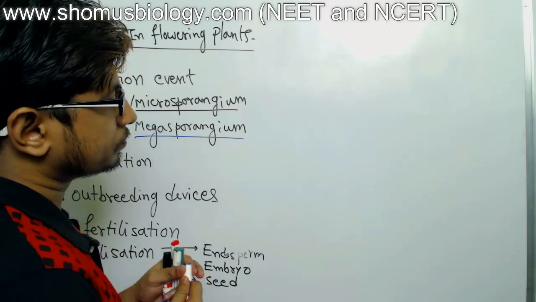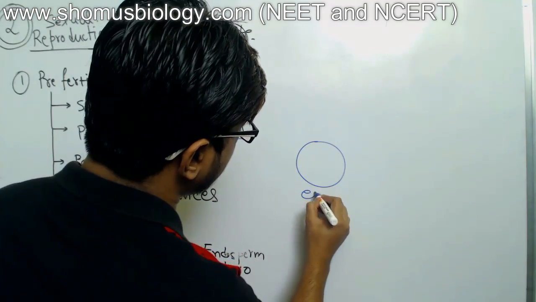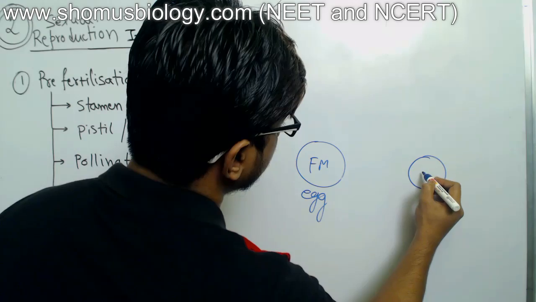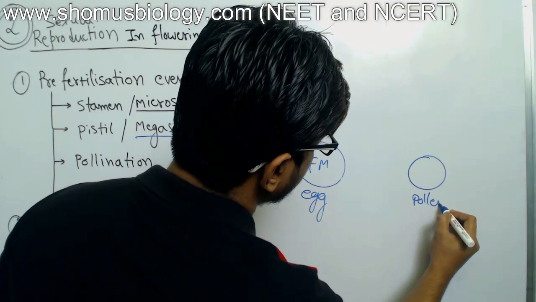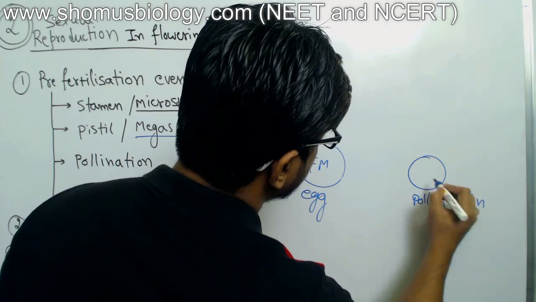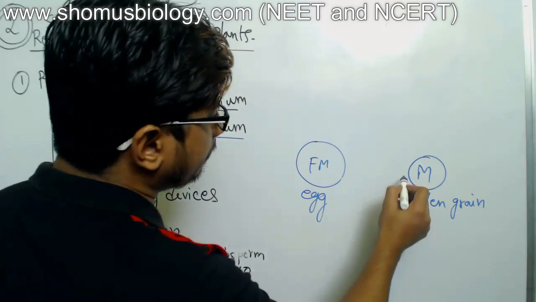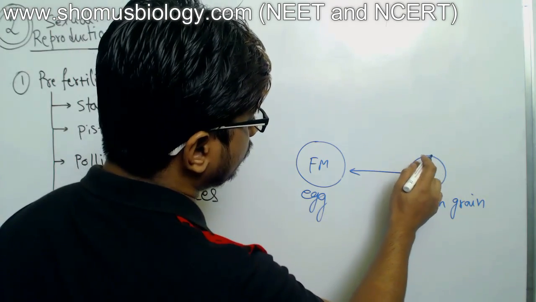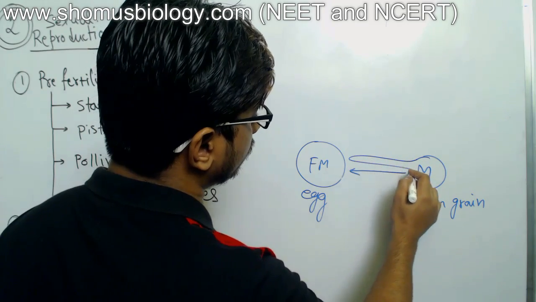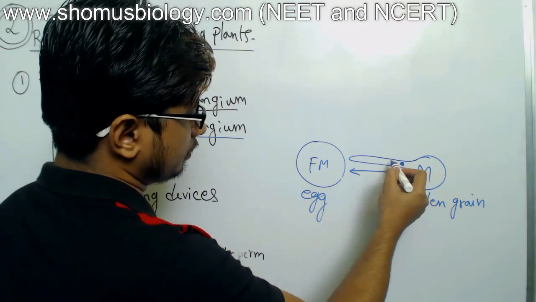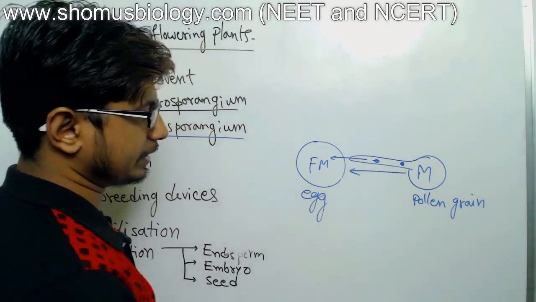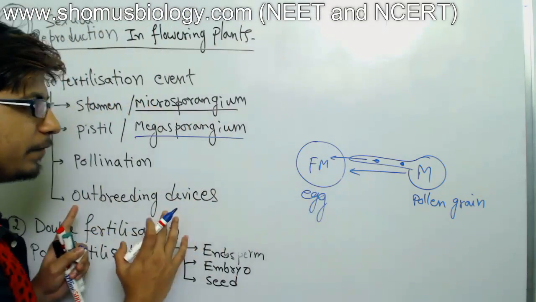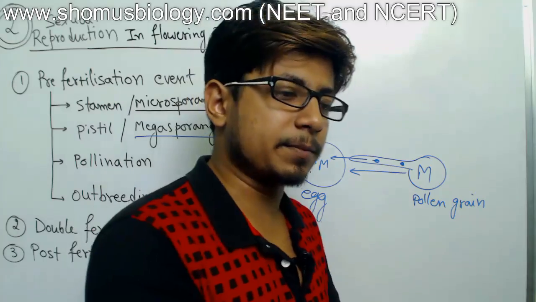Let me draw the idea. This is the egg, this is the female part, and this is, let's say, the pollen grain. This is the male part. It's very important that the pollen grain interacts with the egg, and actually the pollen grain starts to form a pollen tube, with which the nucleus from the pollen grain starts migrating inside the egg and binds with the egg nucleus there. This is the overall event in double fertilization, which we will see in the next part.